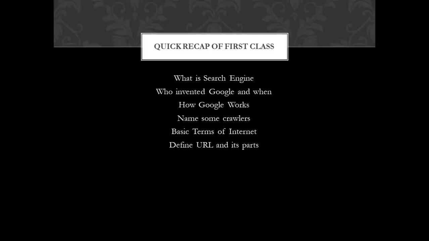So in the last class we covered the basics of the internet, where we learned what a search engine is. A search engine helps us search over the internet. Google is one of the giant search engines, followed by Bing, Yahoo, and others as well. Then we learned who invented Google and when, and its history. We learned how Google works, which involves crawling, indexing, processing, and giving you results. We named some of the crawlers, and we learned some of the basic terms of the internet. We defined the URL and its subparts, that is, the protocol, the domain, the extension, and the path. So all of these things we covered in the last video.